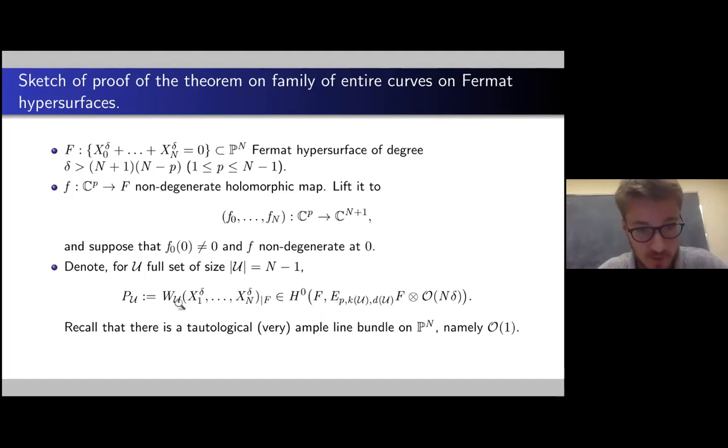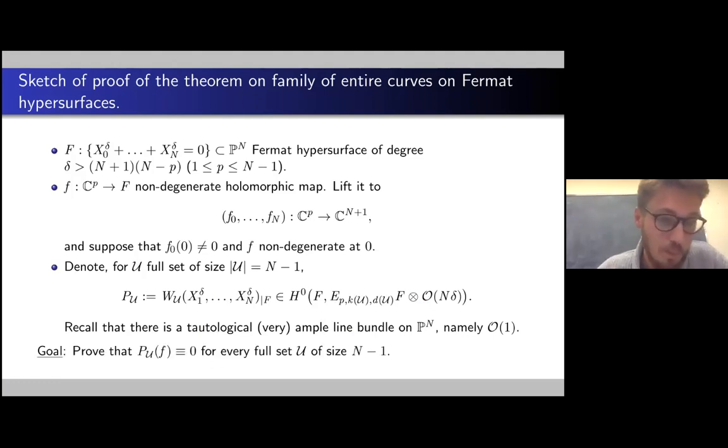And so we consider these operators for every full set. And the goal is to prove that P_U(F) is identically 0 for every full set of size n minus 1, because with the fundamental property of the Wronskian, it will give us the existence of a linear combination of the n last coordinates of F that is identically 0. So it will give us the equation of the degenerate Fermat hypersurface, degenerate here because the first coordinate will not appear.